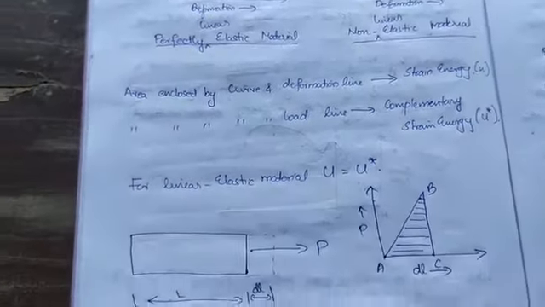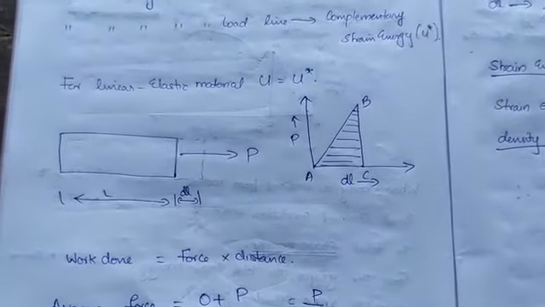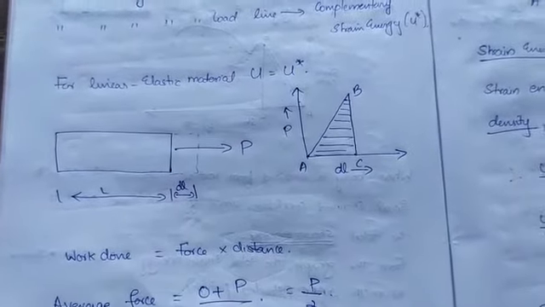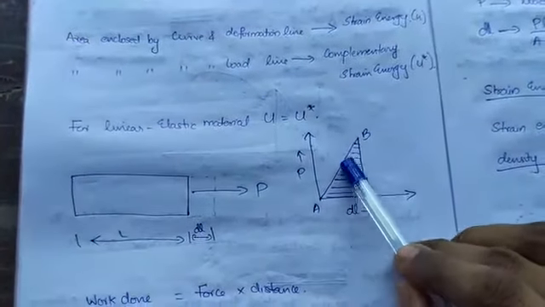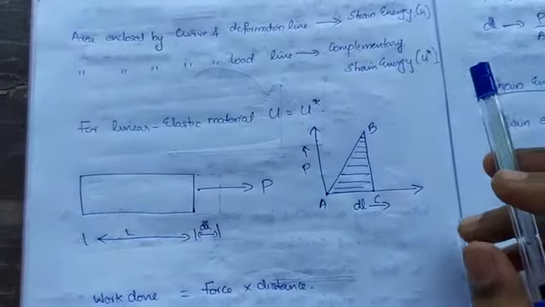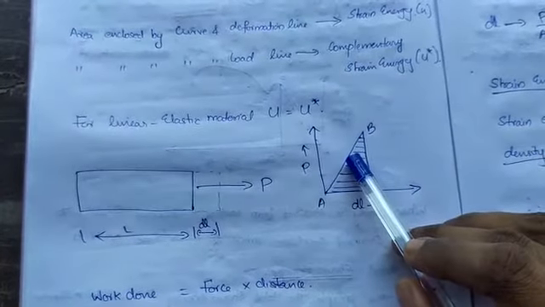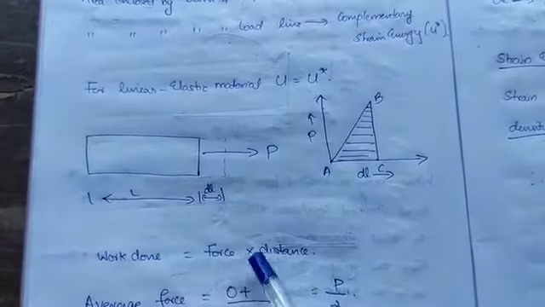So how will you find out the strain energy of this? In two ways you can find it. Just find the area of this triangle, and you will get the answer. Or else, what is strain energy? It's the work done, right? Work done is force into distance.